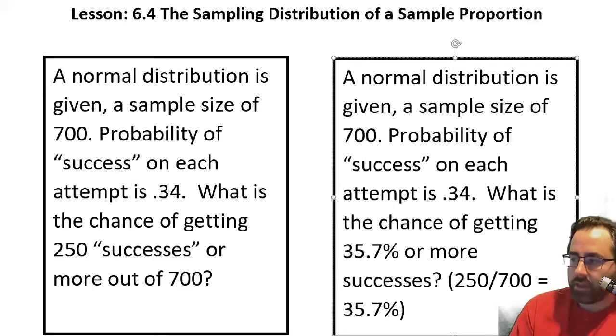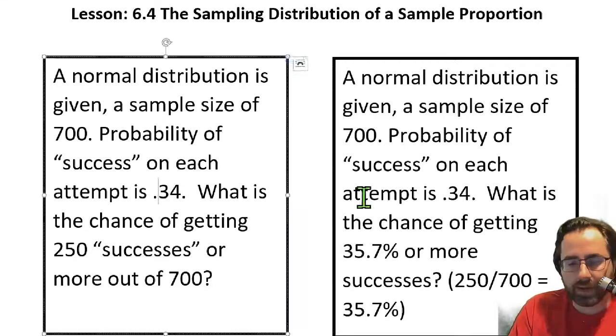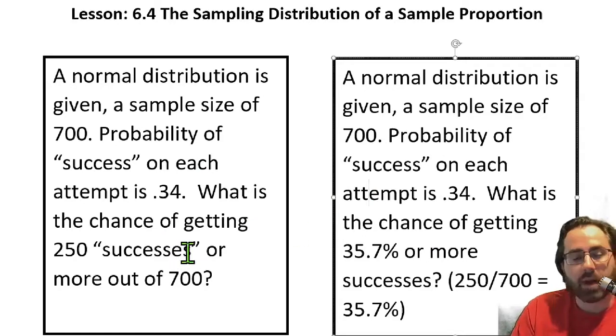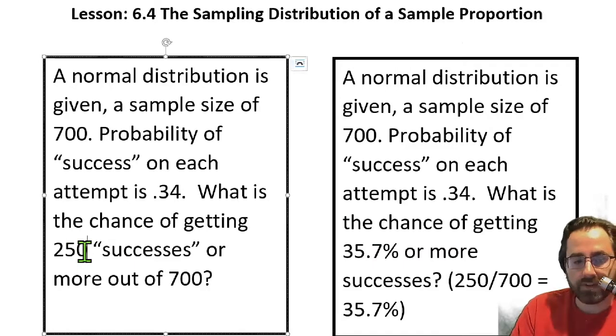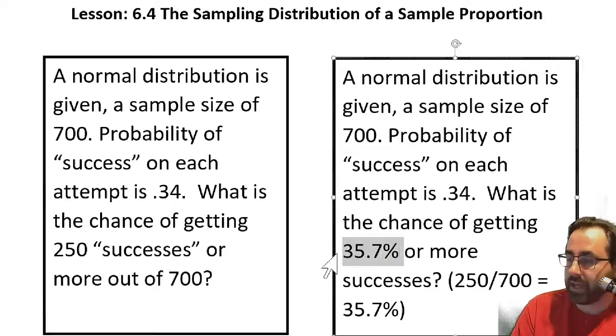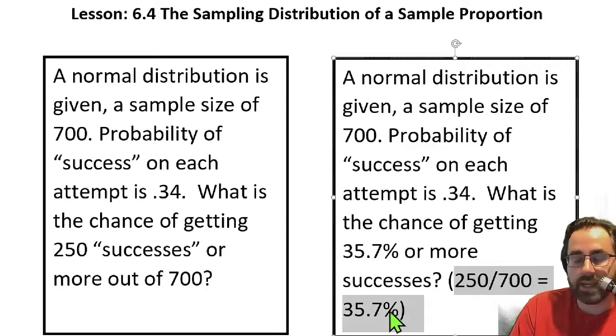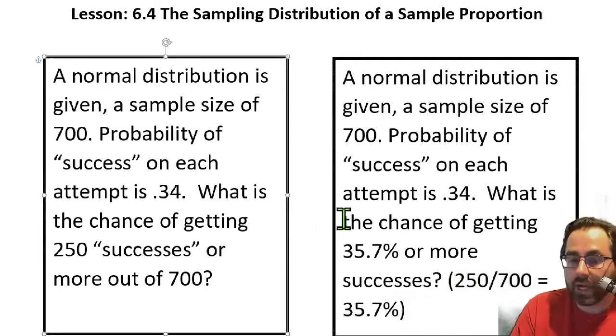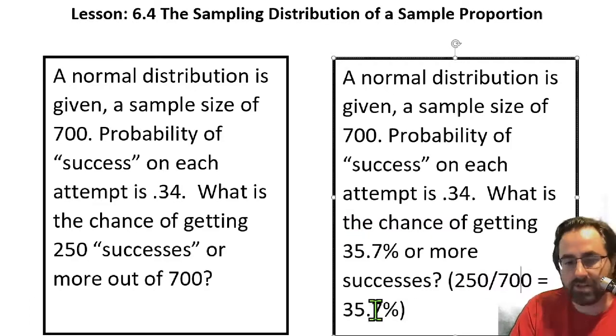The first thing you want to realize as you're understanding how to do this is that for these two problems right here, in theory, they should have the same answer. It's the same question. All we're doing is learning how to do these types of problems when written as a percentage instead of as a count of successes. 250 total successes, 35.7% successes, same thing, because 250 out of 700 is exactly 35.7%. I created these two problems so that they should have the same answer.